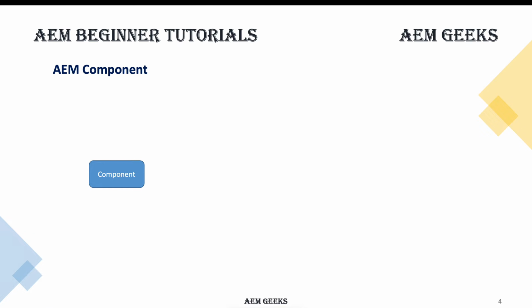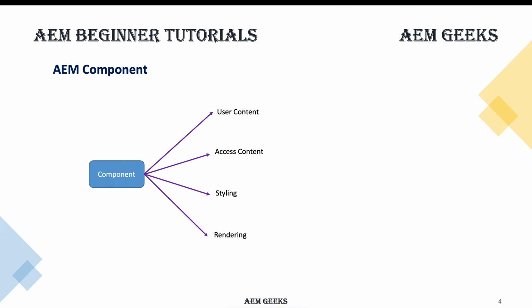So what does an AEM component do? It saves your user content, meaning you can create content using it. Once you have content, you can save it in JCR or anywhere. You can add content to a third-party service, a database, whatever you need. But let's focus on the basic stuff for now. So you create content, meaning you save content. You can access that saved content. You can add styling, and then you can render the component.